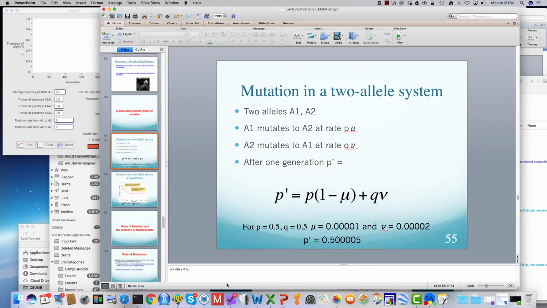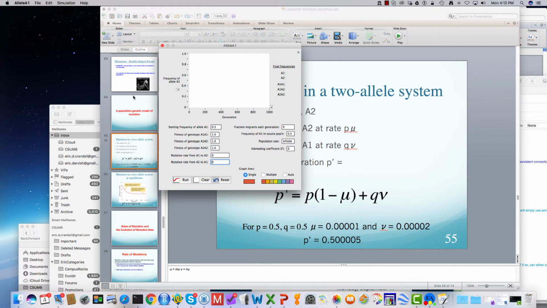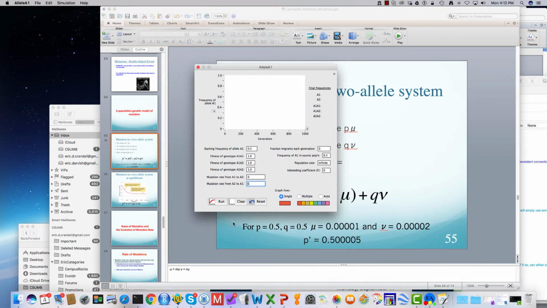And we can take a look at how this works in a simulator. If we look at allele A1, this will simulate mutation over time. So if we stick in a mutation rate for mu of 10 to the negative 5th, and for nu twice that, and we let this run for 1,000 generations, you can see that there's very little change in allele frequencies over that time. We get about 0.5 percentage change in the frequency of A1, which increases over A2 by about 0.5% after 1,000 generations. So mutation by itself is a fairly weak force of evolution.